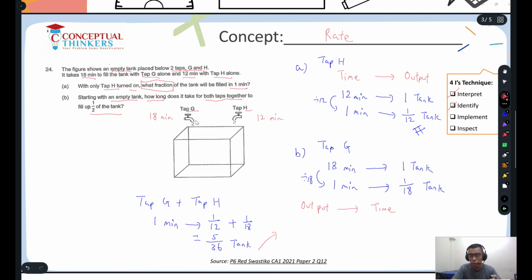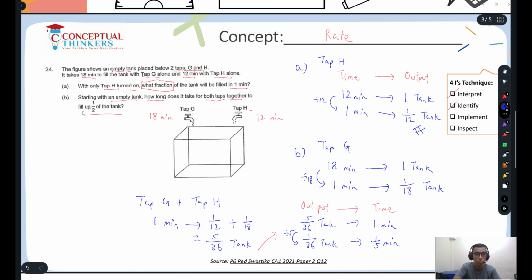Okay, now the reason why I do that is because they're asking for the duration. So since we already know what the output is, we're going to do a swap so that we can calculate the time taken. So we know that 5 over 36 of the tank will take up 1 minute. Okay, so I bring it down to 1 over 6 of the tank. To do that, I actually do a division of 5. So this means I take 1/5 minute.